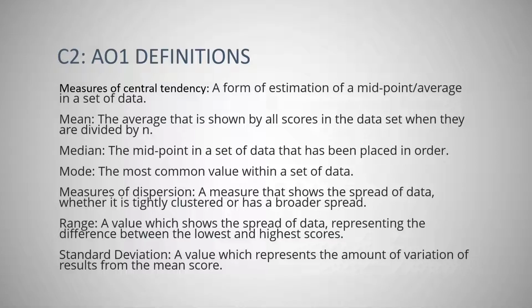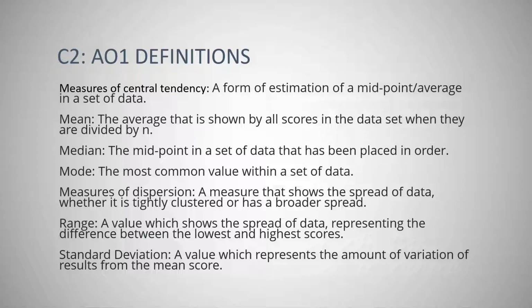These are a form of estimation of a midpoint or average in a set of data. So the mean is the average that is shown by all scores in the set when they are divided by n. So n being the total amount of values in the set, not the total value, but the total amount of values. So if you have like 67, 55, 35, 1, and 2, n would be 5 because that's the total amount of values in your set, not the total value.